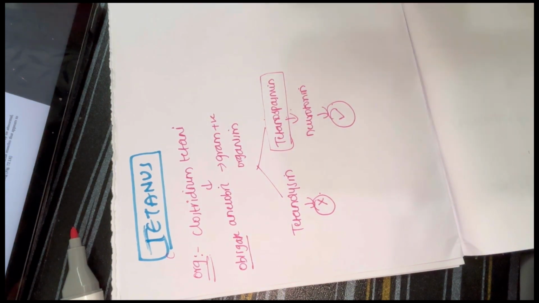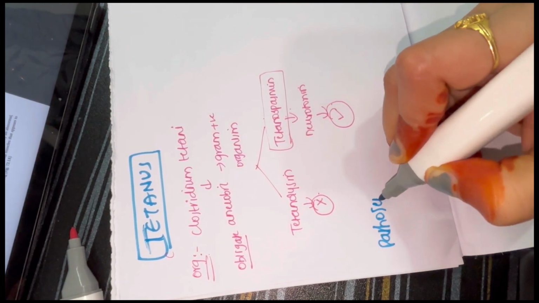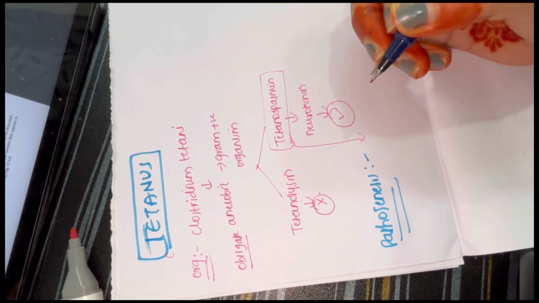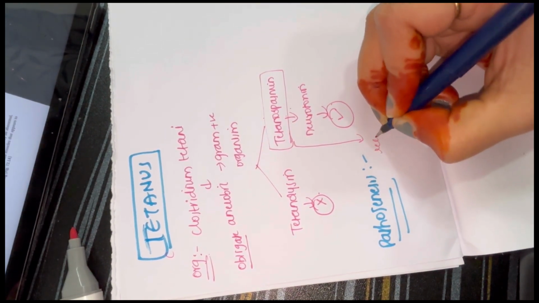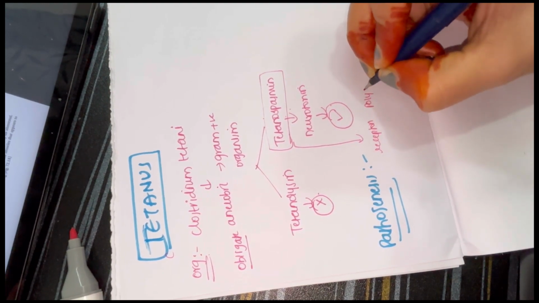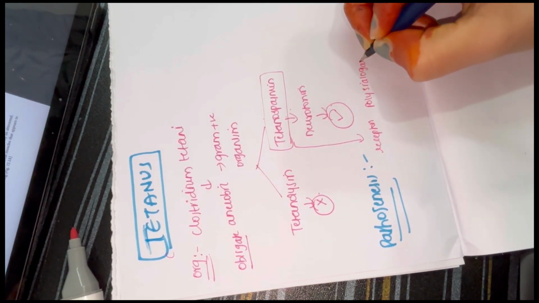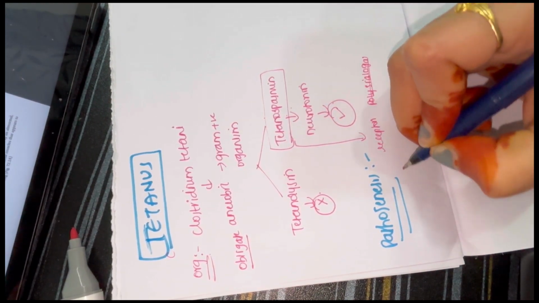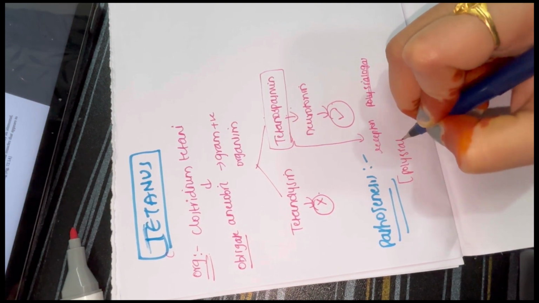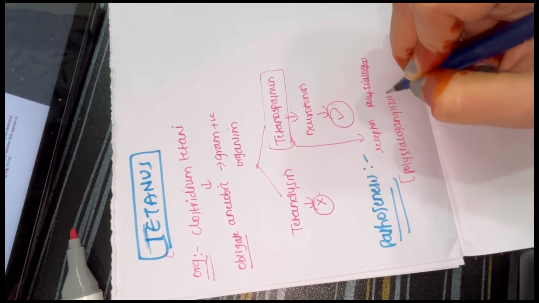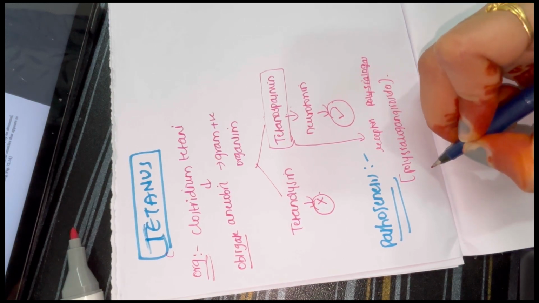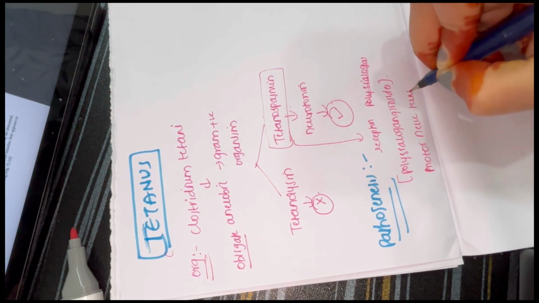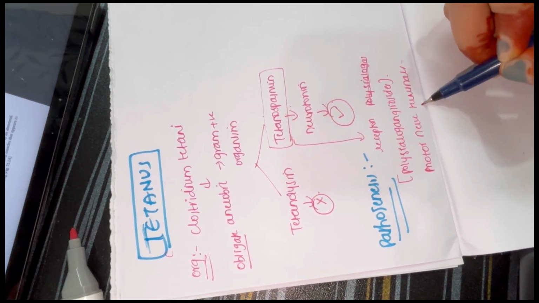Now let's see the pathogenesis. This tetanospasmin is going to bind to the receptors. These receptors are polysialogangliosides, which are present on the motor nerve terminals.